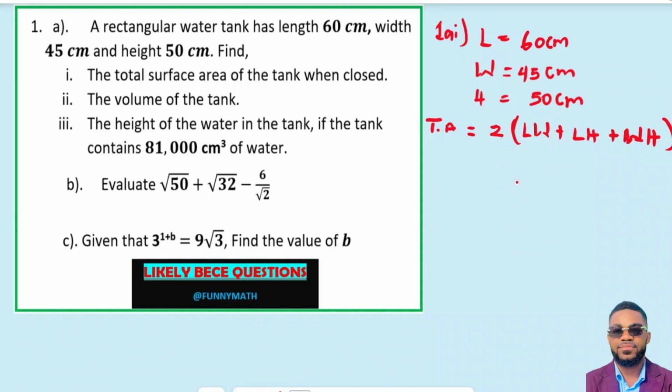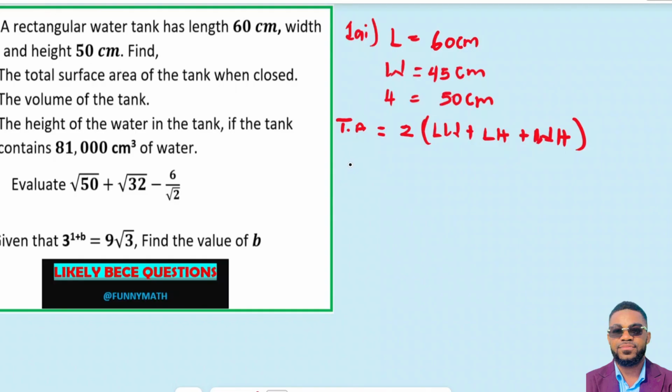Because whenever you take a cuboid, opposite faces are identical. So when you take one face, it is identical to the opposite face. So that is why we multiply by 2, so that you know that we are dealing with opposite sides or opposite faces. So that is it. Now we just have to do our substitution to find the total surface area.